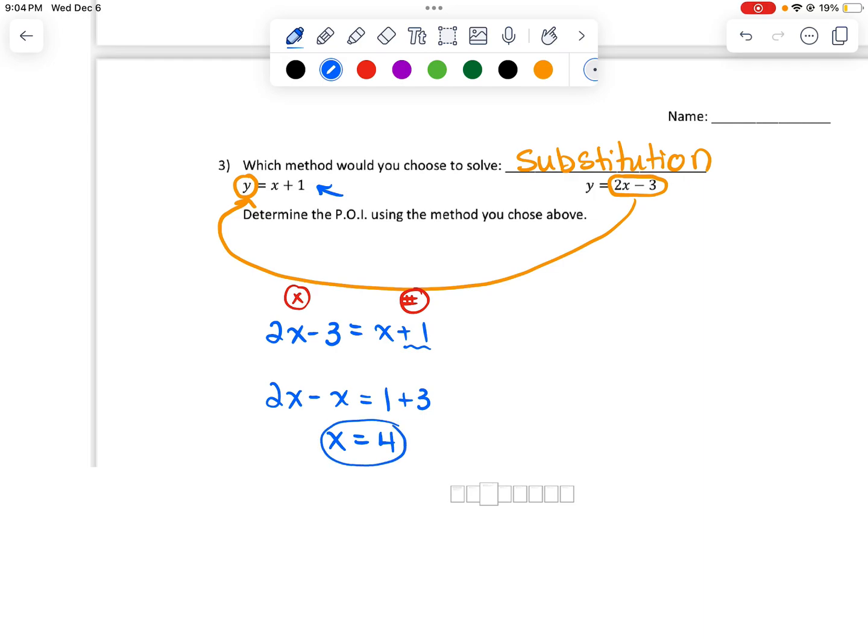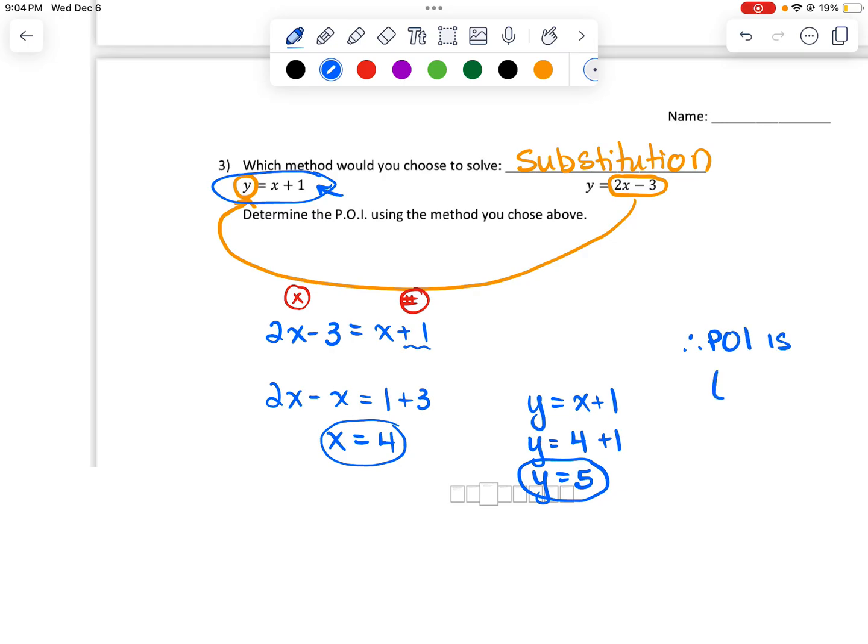Now I just go back to either equation. I'm going to pick this one because it looks way easier. So y equals x plus 1. And I'm just going to sub a 4 in for x. So y is equal to 5. So therefore the point of intersection is 4, 5.